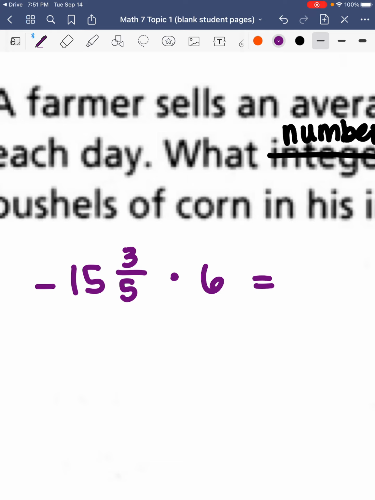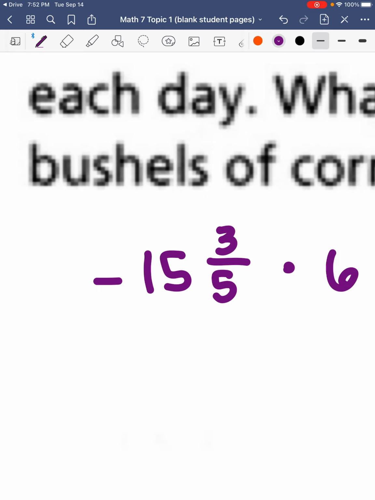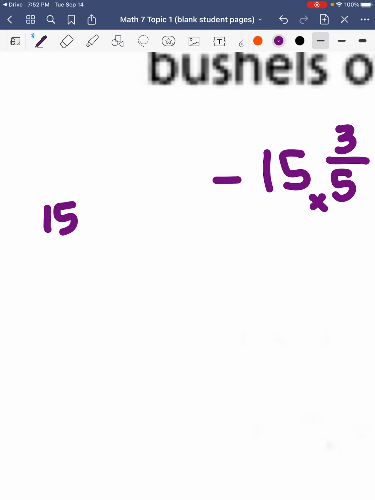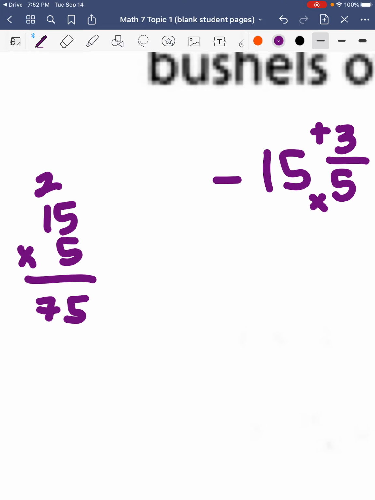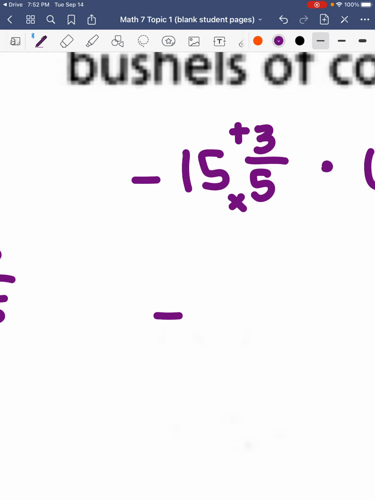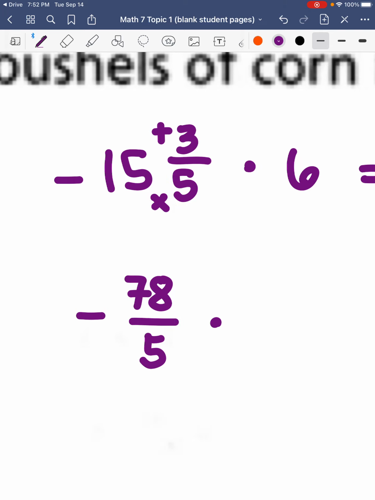So I'm going to actually rewrite this so I have two fractions that I'm multiplying together. So first, let's convert this first one to an improper fraction. We need to multiply 5 times 15. So 5 times 5 is 25. 5 times 1 is 5 plus 2 is 7. So I'm going to have 75. Plus 3 makes 78. So we have negative 78 over 5 times 6 over 1.